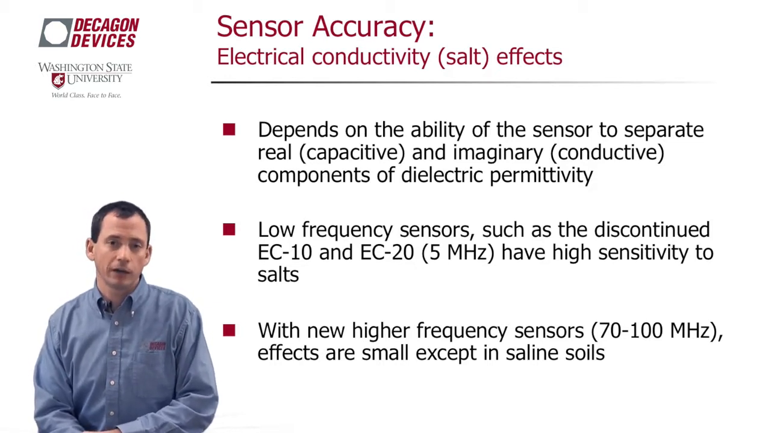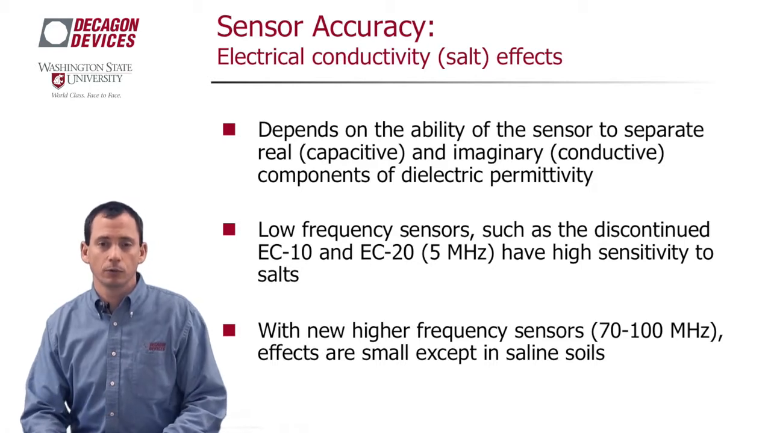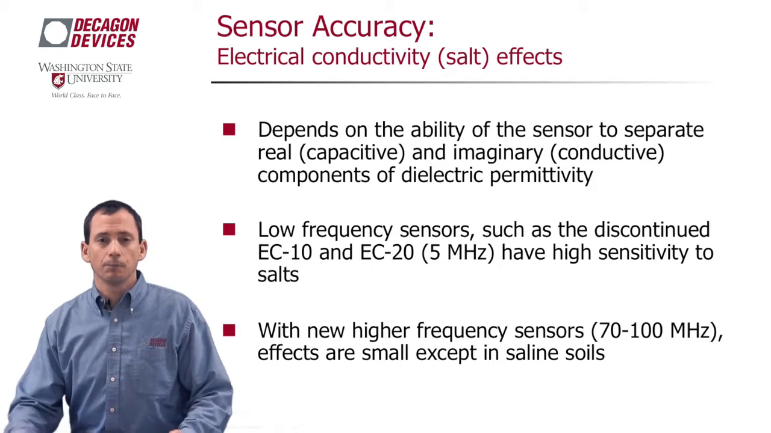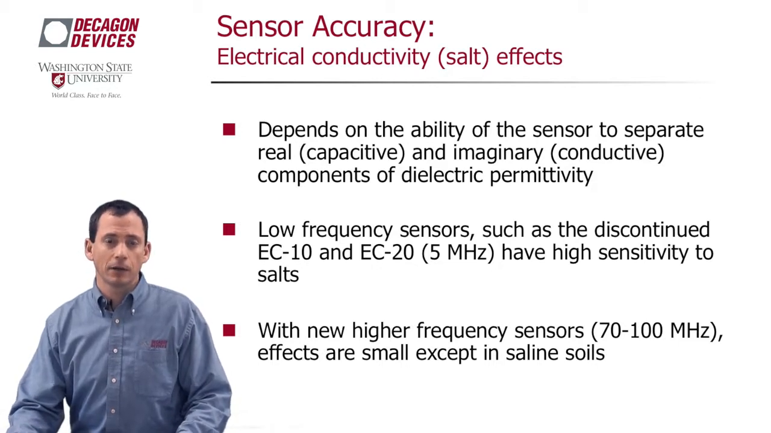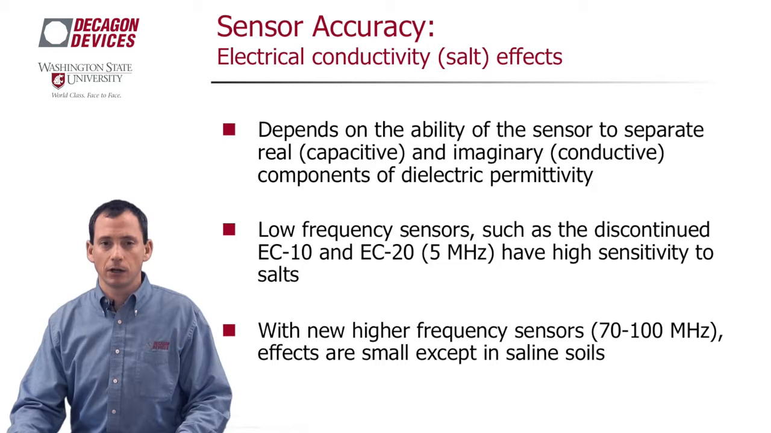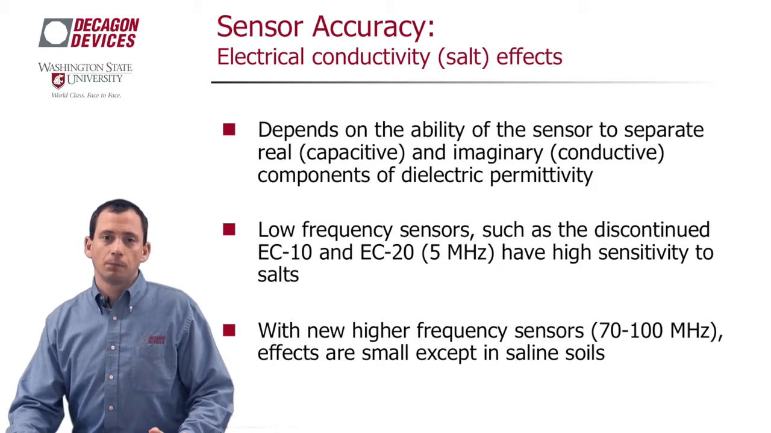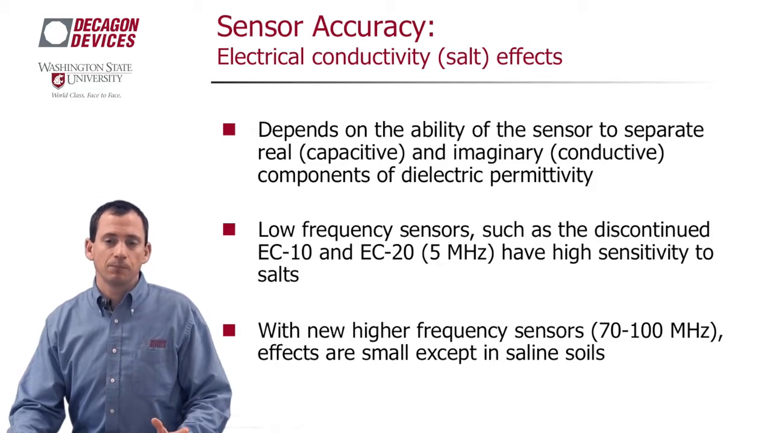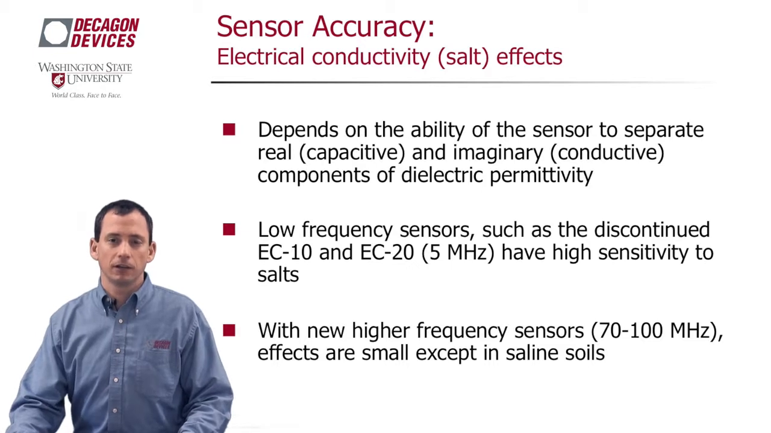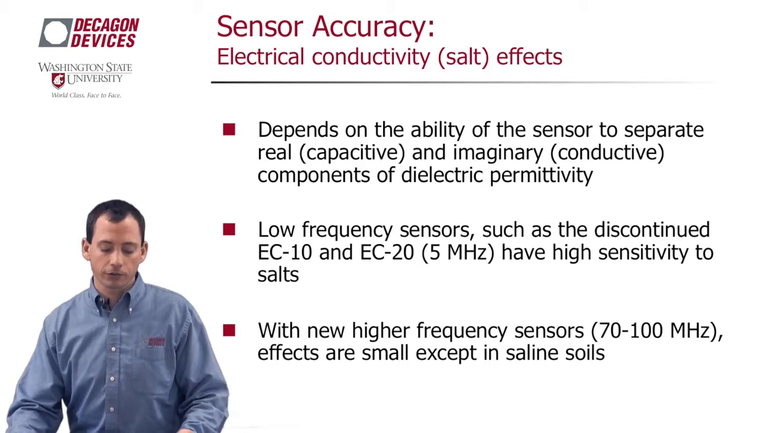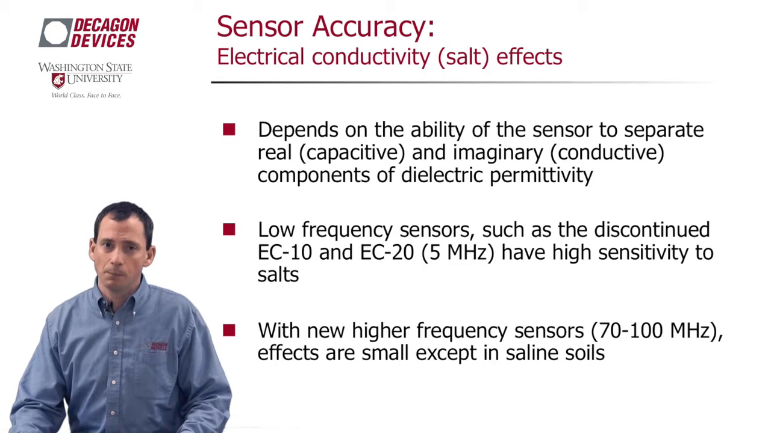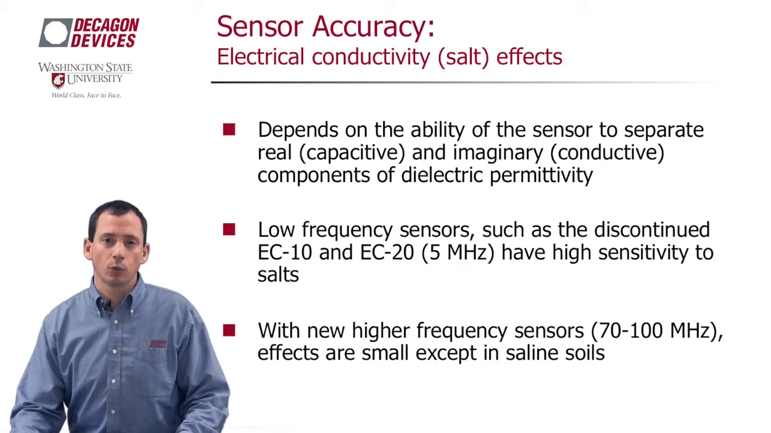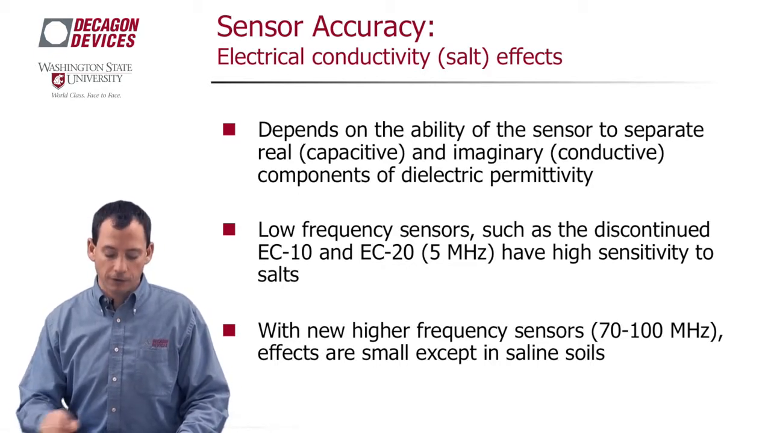Those were several generations of sensors ago, so we've certainly improved the measurement technology, as have other manufacturers, and almost all the sensors that you find now are measuring at higher frequencies, maybe 70 to 100 megahertz, which really minimize the effects of electrical conductivity unless you're in super high electrical conductivity and super high saline soils. And so in most typical soils, you don't have to worry about the electrical conductivity effects anymore.